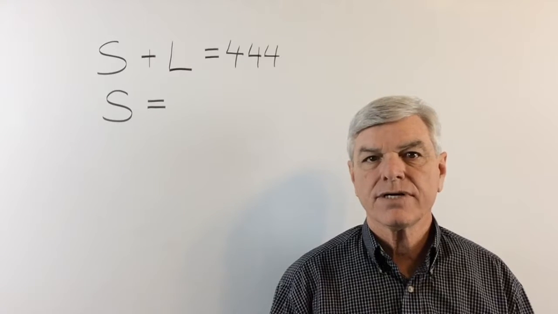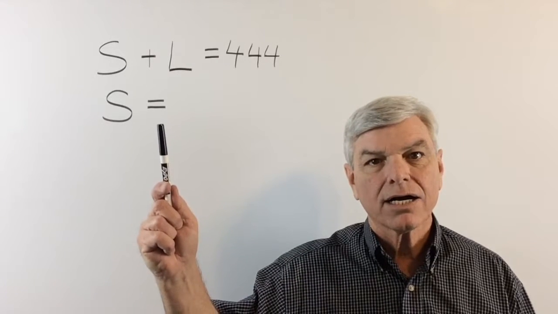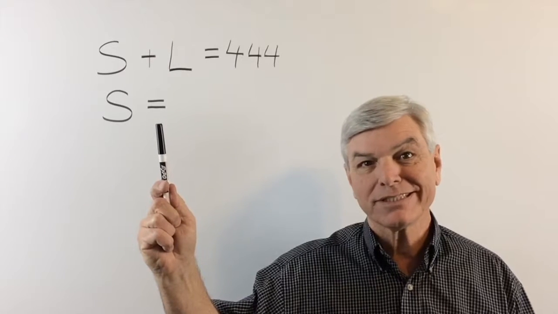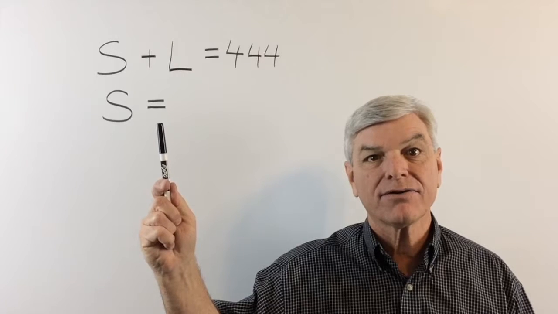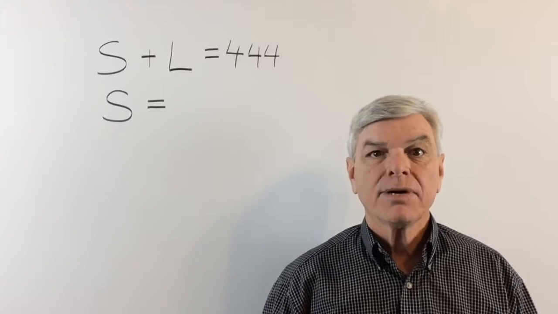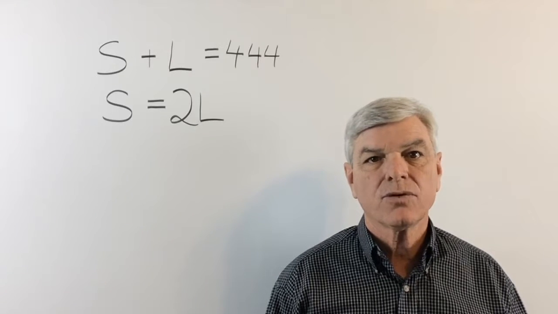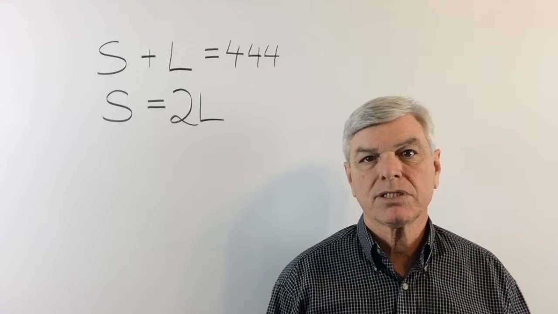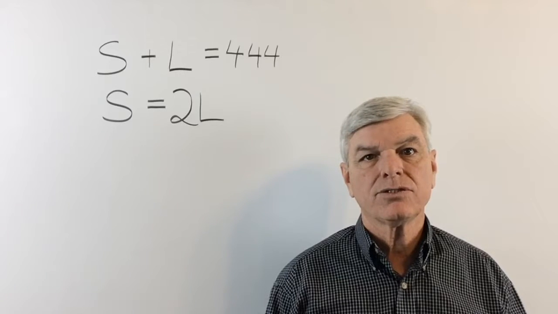Now it says the sofa costs. Now I'm going to stop right there. Cost is another word for equals. Okay, there's all sorts of words for equals. You might want to put that down in your vocabulary. But the sofa costs double the love seat. So we built our second equation. That was pretty simple. The sofa equals double, or 2 times L.